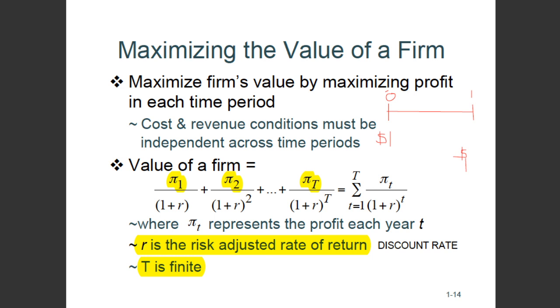That $1 that I have today, whether I use it or not, has an opportunity. Now notice the assumption here is that there's one R. That's not realistic in that there are many rates of return available out there, but we're going to focus on one because it's the only one that is relevant to us. So there's an R that prevails.